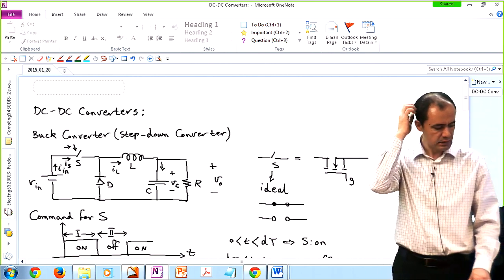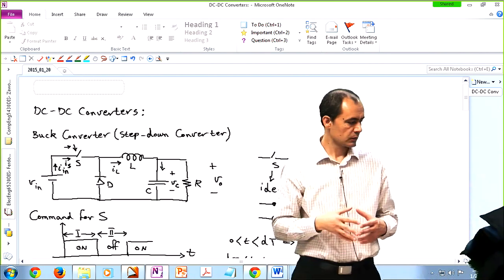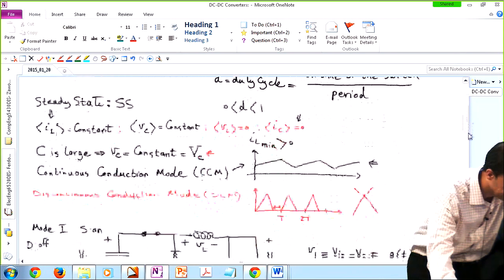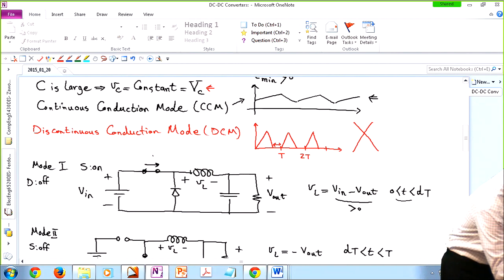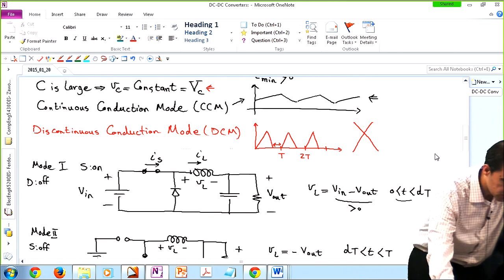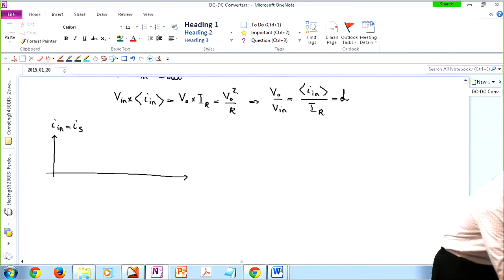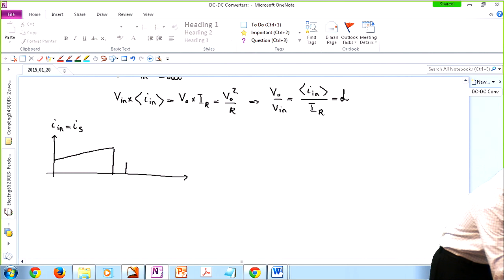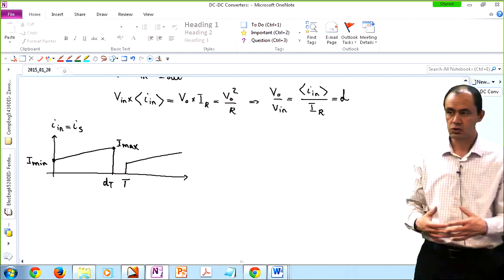And in order to draw that, you just have to look at mode 1, because in the first mode, the switch was on and the inductor current was passing through the switch. So if you look at mode 1, this is the current of the switch, which is the same as the current of the inductor. In the second mode, the switch was off. Ideal switch, zero current. So the input current would be the same as the inductor current in the first mode, and then zero in the second mode. All right, something like this. So this is your input current.